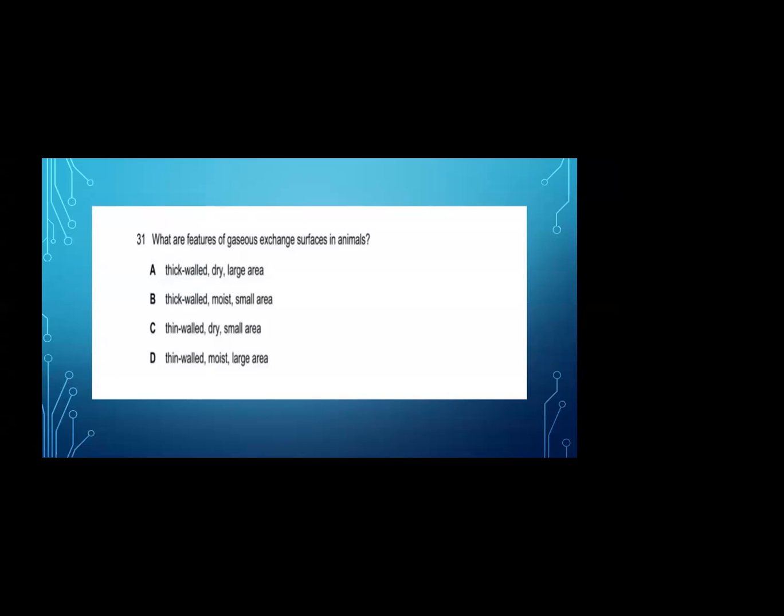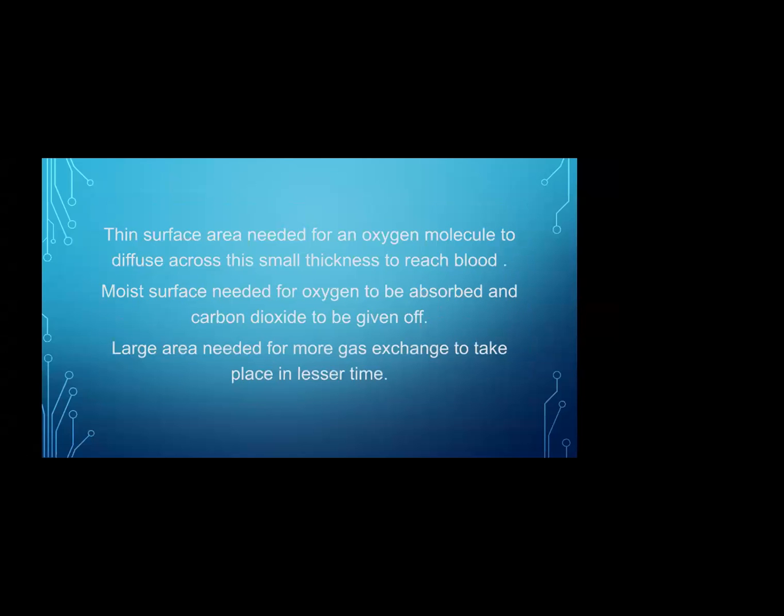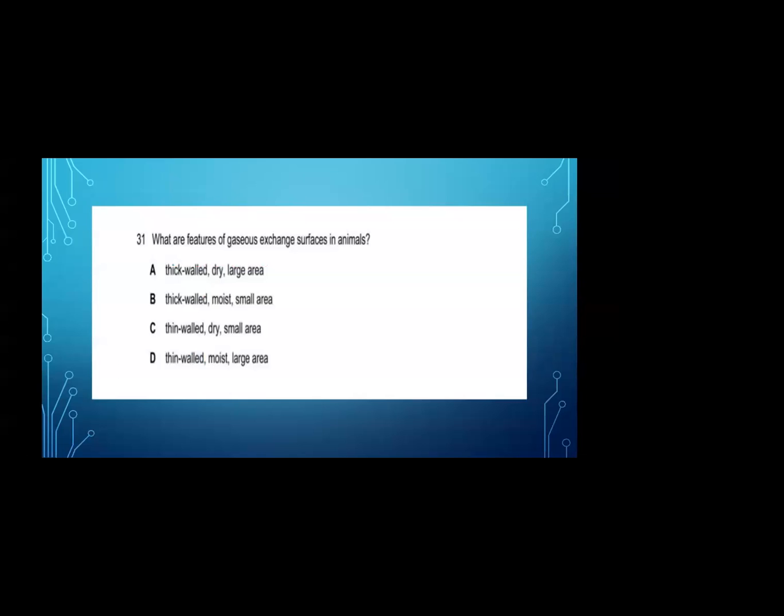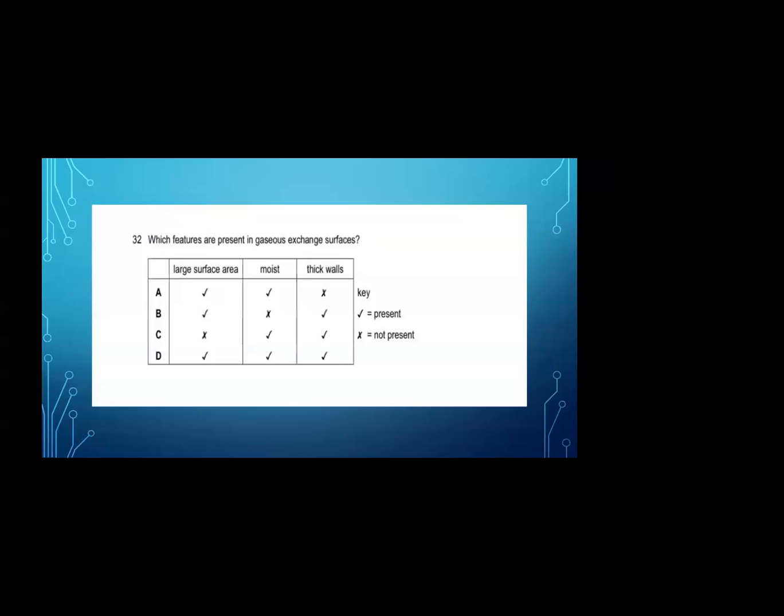Okay. What are the features of gaseous exchange surfaces in animals? A thin surface is needed for an oxygen molecule to diffuse across the small thickness to reach the blood, and a moist surface is needed for oxygen to be absorbed and the carbon dioxide to be given off, and a large area is needed for more gas exchange to take place in lesser time. So the answer that we get is D. So thin-walled and wet and moist.